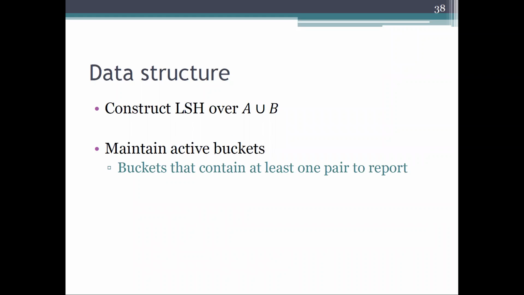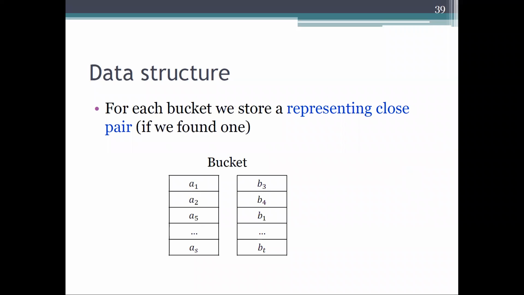For our problem, we build an LSH data structure over the union of the sets A and B. The main idea is to maintain a set of active buckets, which are the buckets that contain at least one close pair to report. So for each bucket, we store a representative close pair in case we found one. We explain later how we check if there is one close pair.